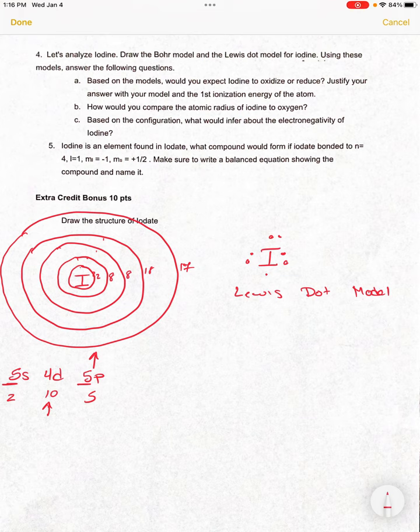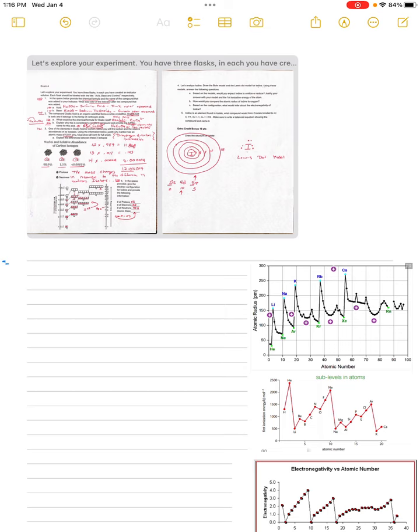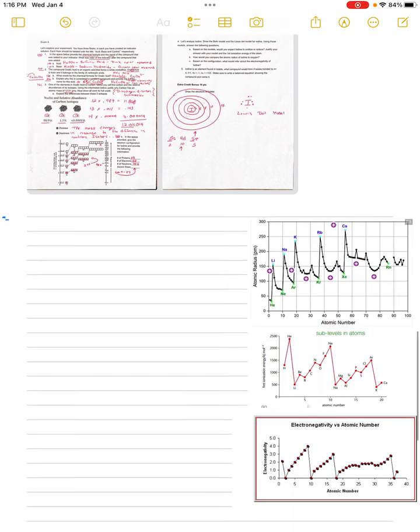Okay, I'm going to go out to the notebook because we're going to use the graphs to answer the following questions. It says, based on the models, would you expect iodine to oxidize or reduce? Justify your answer with your model and the first ionization energy. In your notebook, you should have had your first ionization energy graph, which in this case is this one right here. This is the one we're going to be looking at right now.